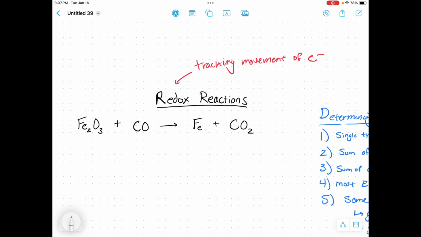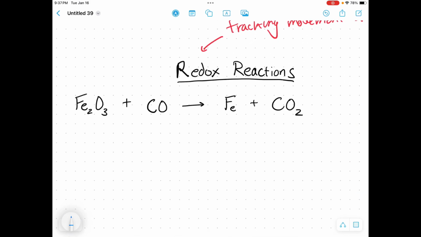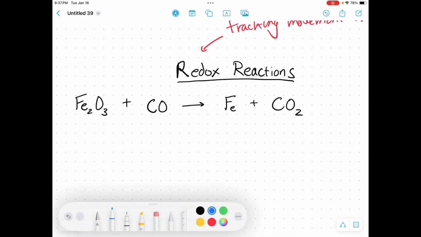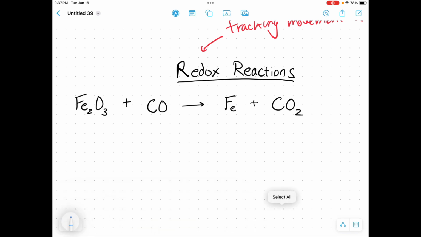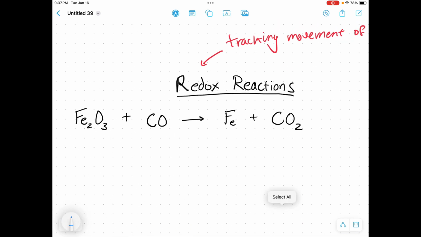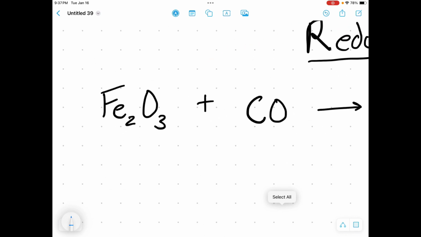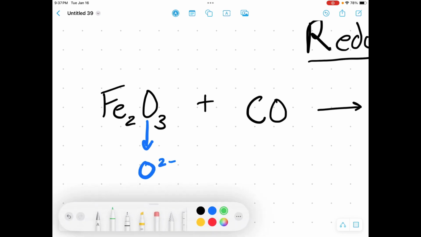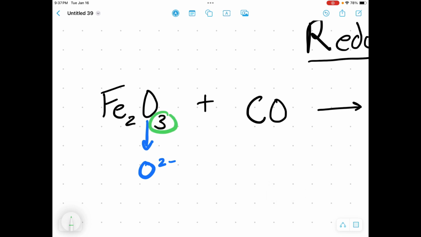So let's do an example. I want to track the electrons for this reaction, and I want to figure out how they're moving. So if I do this, I want to do the oxidation states for each of these atoms. Let's start over here with Fe2O3. Well, for the oxygen part, I know oxygen has an oxidation state of negative 2. There are 3 of those. So oxygen has a total oxidation state of negative 6.